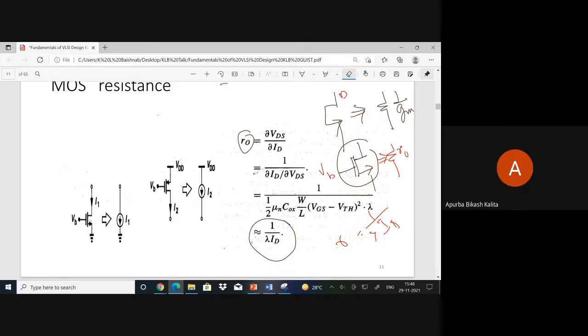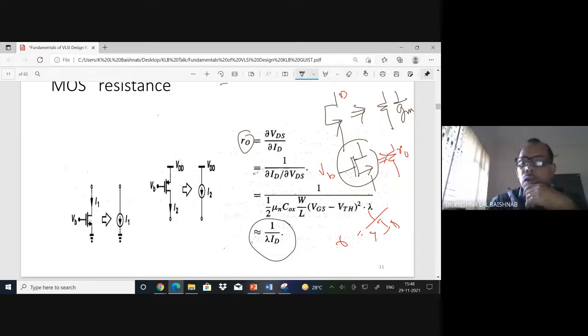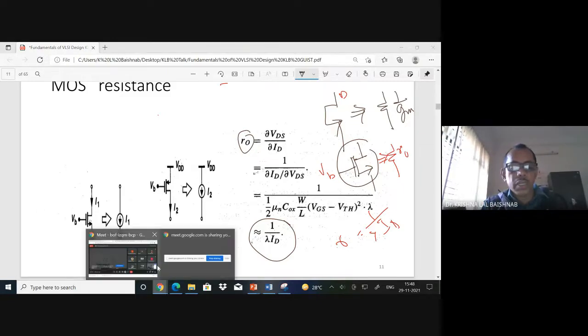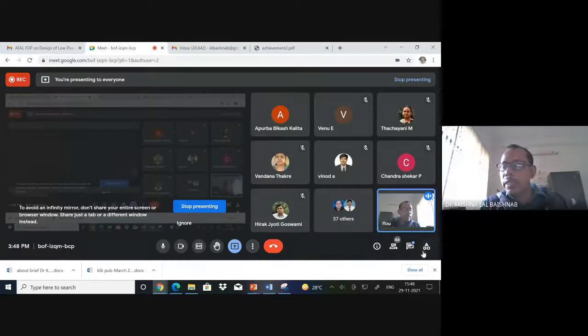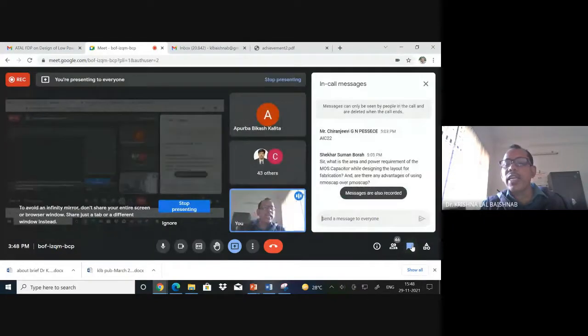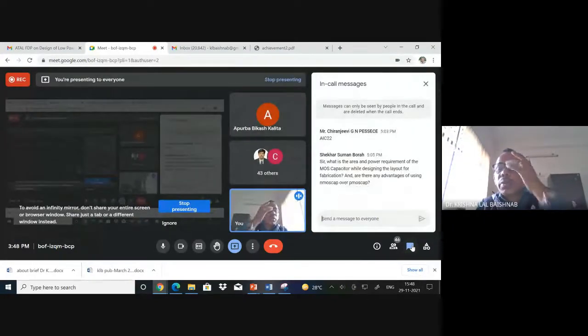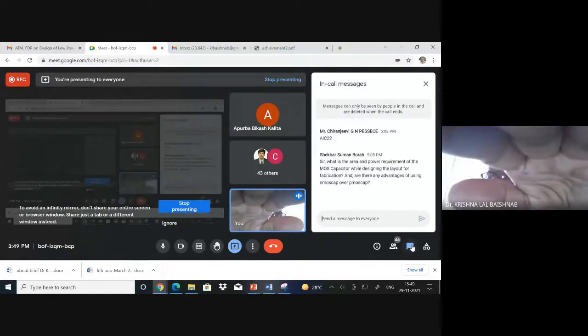Okay, sir. You have a question in the chat box. Oh, question. Yeah, right. Thank you for reminding me. Let me check. Okay, Shekhar Kumar Bora asks: What is the area and power requirement of MOS capacitance while designing the layout for fabrication? And are there any advantages of using an NMOS cap or a PMOS cap?